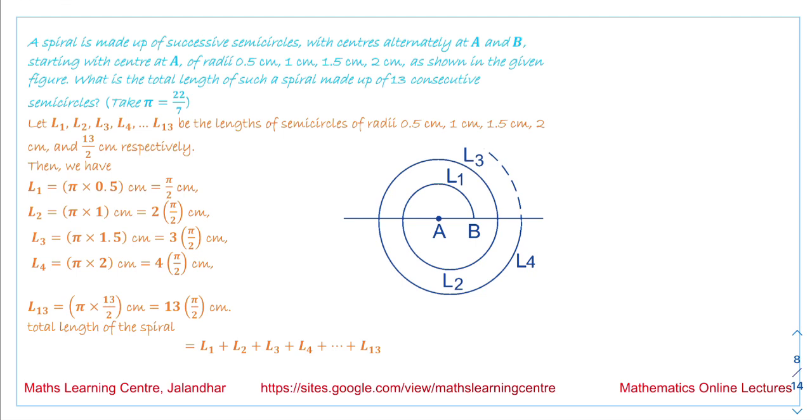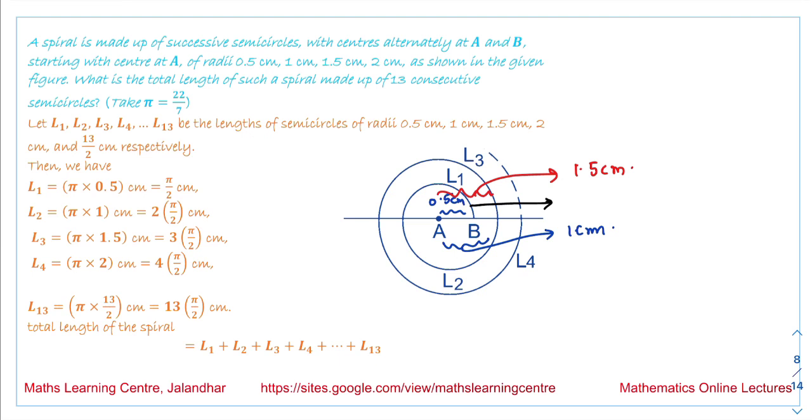Next is, a spiral is made up of successive semicircles with centers alternately at A and B, starting with the center at A, of radii 0.5 centimeter, 1 centimeter, 1.5 centimeter and so on. The first radius that we have is 0.5 centimeter. Then the next radius is 1 centimeter. Then the next radius is 1.5 centimeter. As shown in the given figure, what is the total length of such a spiral made up of 13 consecutive semicircles?